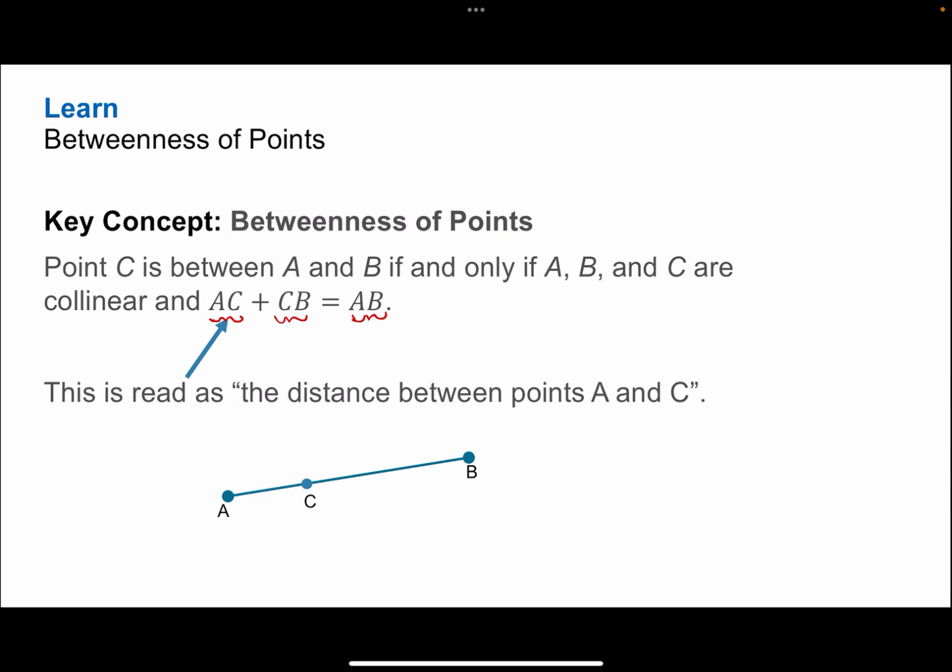So when we see AC with no symbol on top, no line on top, no segment symbol on top, and we haven't introduced that segment symbol yet, if it's just plain old AC, that means it's the distance between points A and C, which is a lot harder to write than just a capital A, capital C.